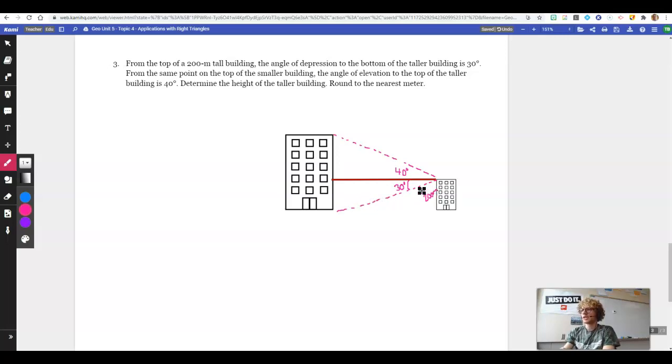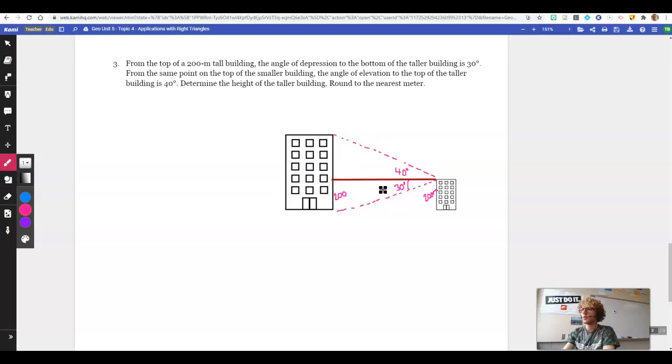So, looking at this diagram, we do know one height. We need to know at least one side length in order to help us out with this problem. So this side is 200 because it's a straight line directly across. But in order to know this distance, we need to be able to work with this right triangle. And as of right now, we don't know any distances in this right triangle. So in order to figure out this distance, we're going to need to know at least one other length in this top triangle.